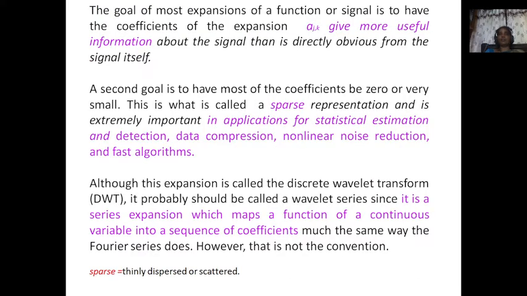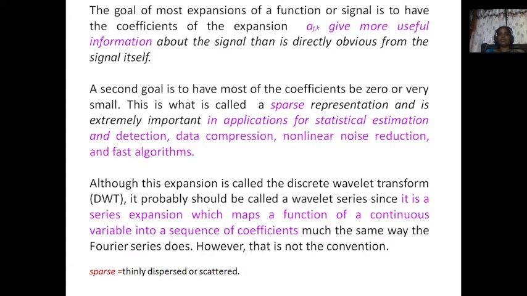Then the goal of the expansion of a function or a signal is to have the coefficients of the expansion. a_jk gives more useful information about the signal than directly observing the signal itself. That means generally we transform time domain data to the frequency domain to extract more details of information. In a similar way, having only the time response will not give you details like statistical properties, so the coefficients will give some more details.